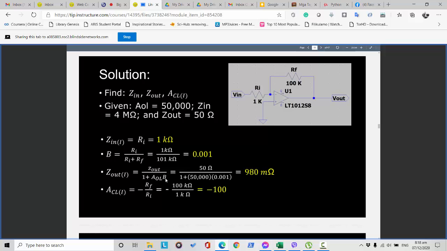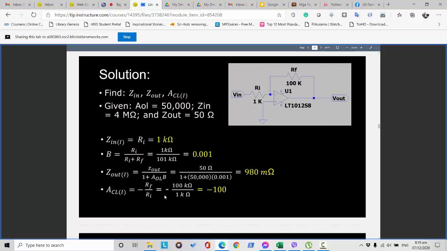Our output impedance is given, but we are computing for the output impedance of the inverting amplifier. That will be equal to the output impedance, which is given as 50 ohms, divided by 1 plus the open loop voltage gain of 50,000 multiplied by 0.001 plus 1. So that will be equal to 980 milliohms.